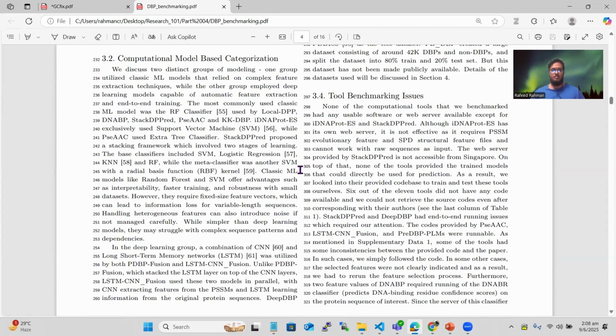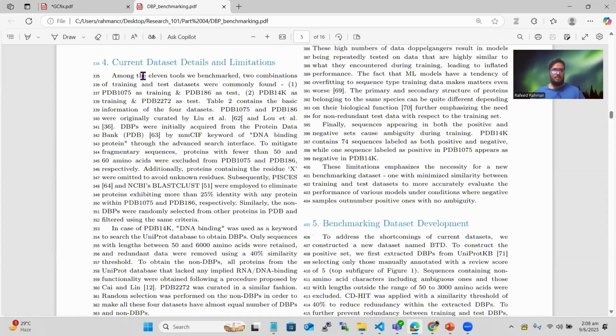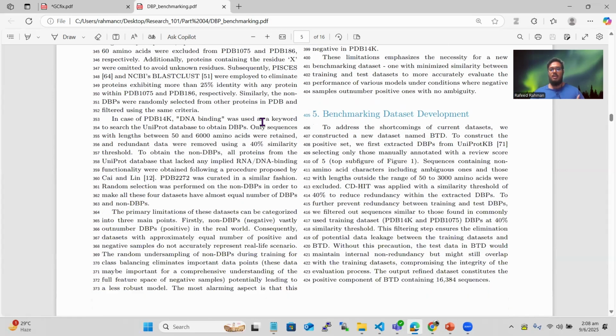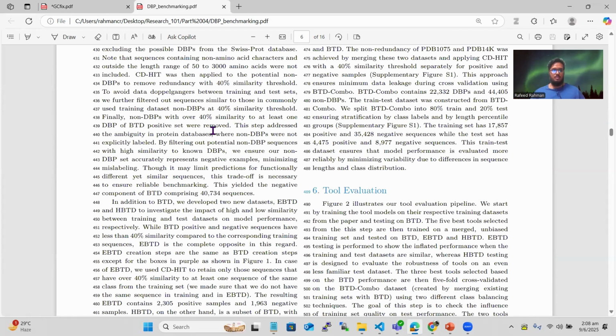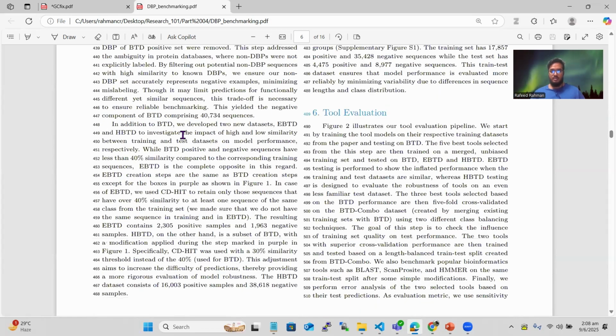So then we talk about the benchmarking issues, what issues or what problems we faced during benchmarking and how we overcame them. Then we talked about the current dataset details and limitations, and why we need to develop our own dataset. And then we go on to develop our own dataset. We talk about the difficult and the easy dataset that we also prepared for benchmarking.